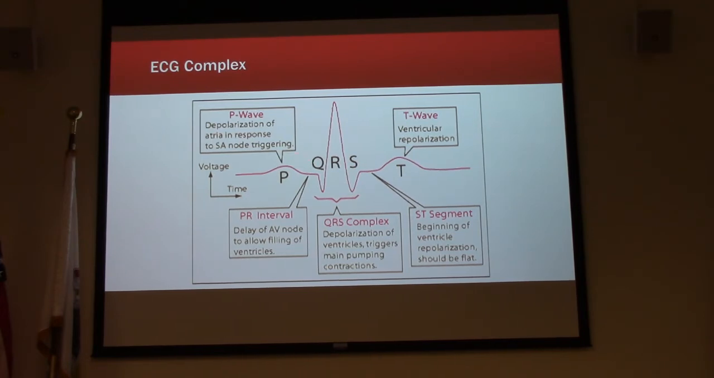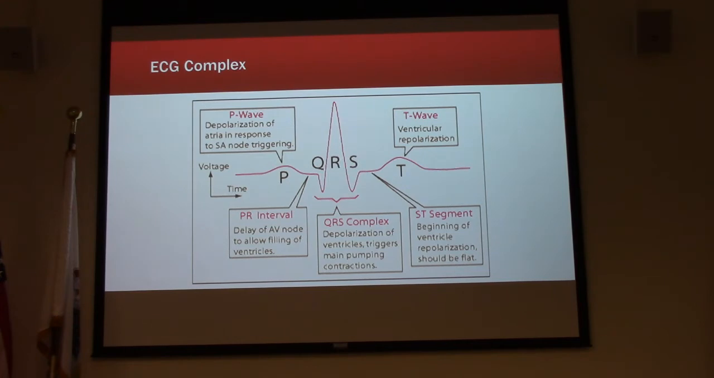From there we have the PR interval, from the start of the P wave to the start of the R wave. That is the time it takes to go from the SA node down to the bundle of His. Because remember, your AV node is the gatekeeper of the heart. It's going to hold on to that impulse a little bit longer because it needs time for the blood to go from the atria down to the ventricles to fill completely before it goes ahead and does ventricular depolarization.